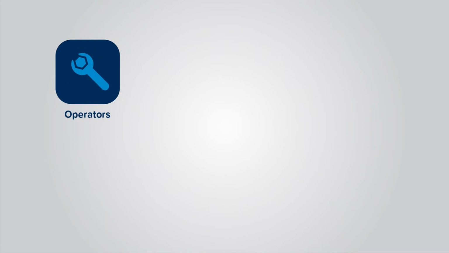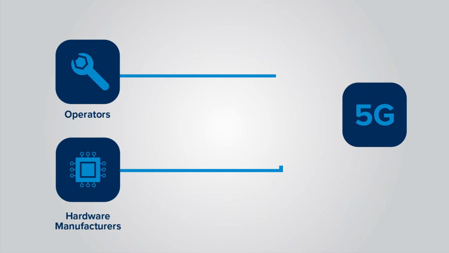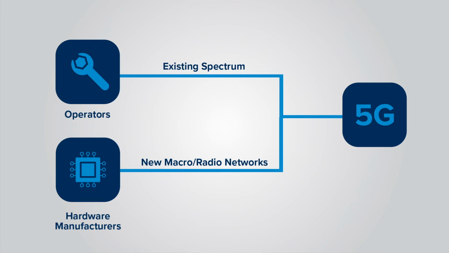So how are operators and hardware manufacturers moving towards meeting the specifications of 5G? Really there are two paths that we see. One of them is using today's existing spectrum in sub-6 gigahertz, for example. And in the longer term, they'll be developing new macro and new radio networks using millimeter wave frequencies. But today, when you see a lot of advertisements about 5G trials or 5G deployments, in a lot of ways what they're doing is aggregating existing spectrum. And to deliver the specification of 5G with those faster data rates, it requires more bandwidth.